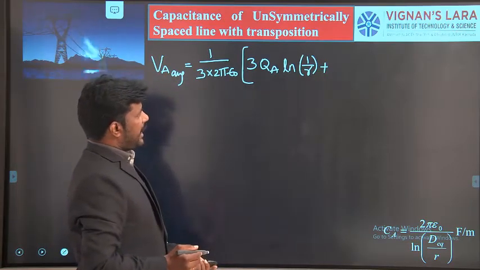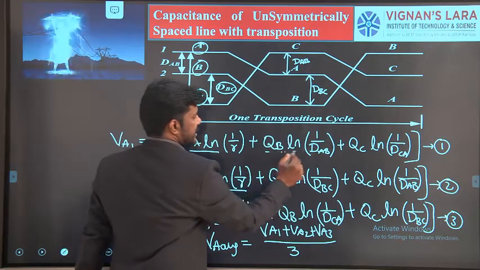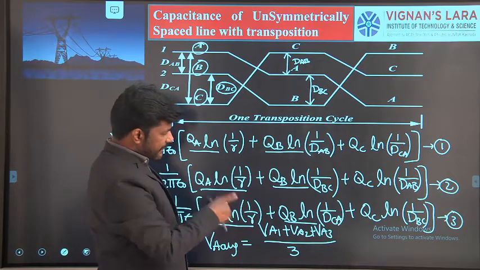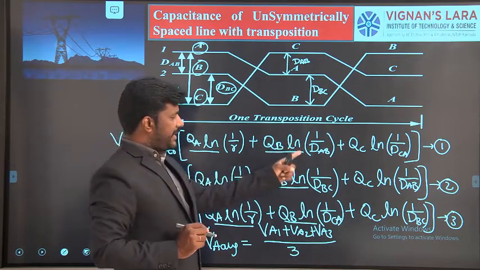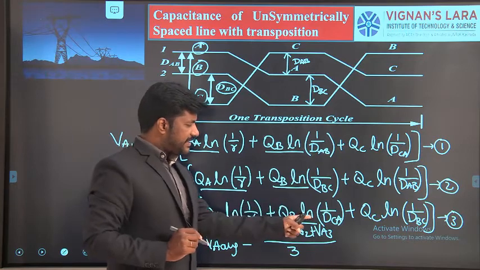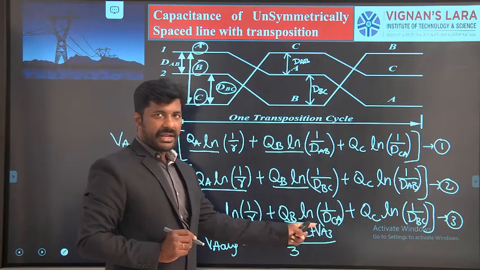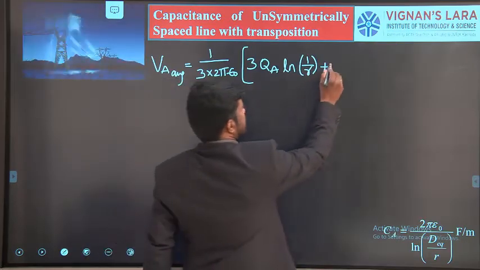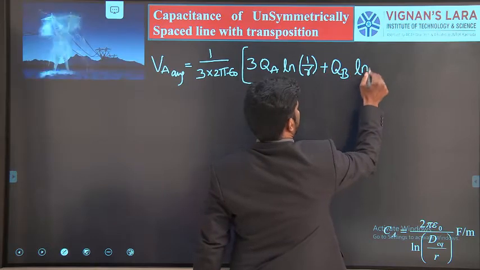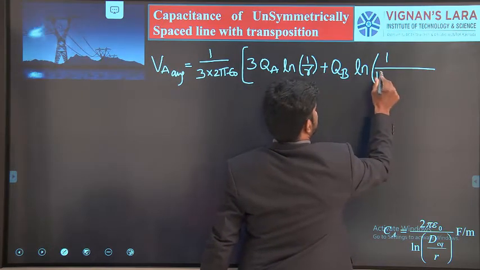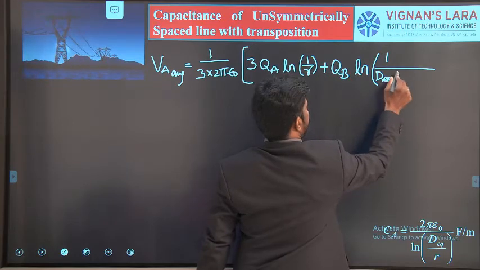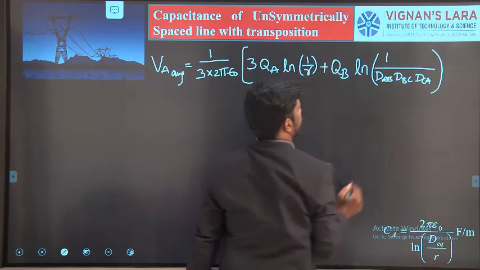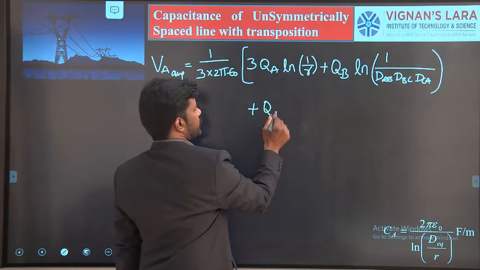Next, these are the QB terms, which can be taken as common in the summation, and you get ln of 1 by DAB plus ln of 1 by DBC plus ln of 1 by DCA. In natural logarithms we can simplify this with products, so it can be written as QB ln of 1 by the product of all 3 distances, DAB, DBC, DCA. That is the second term, plus the third term, QC.